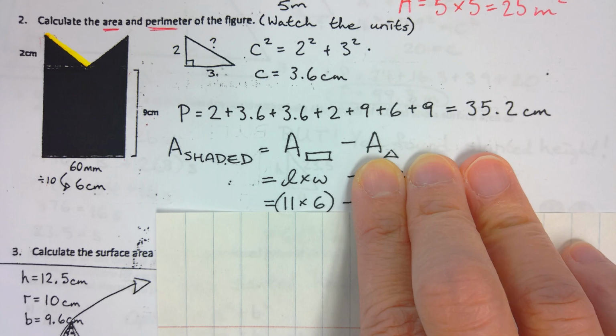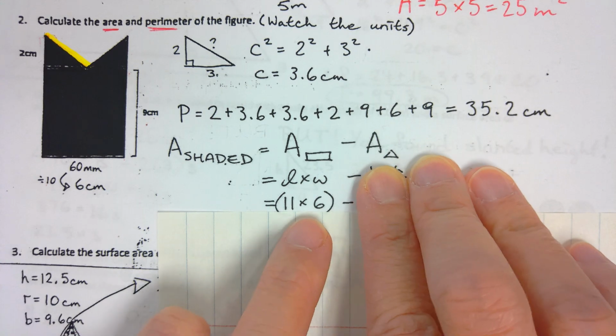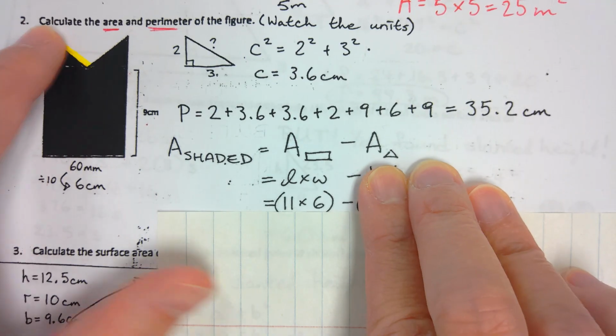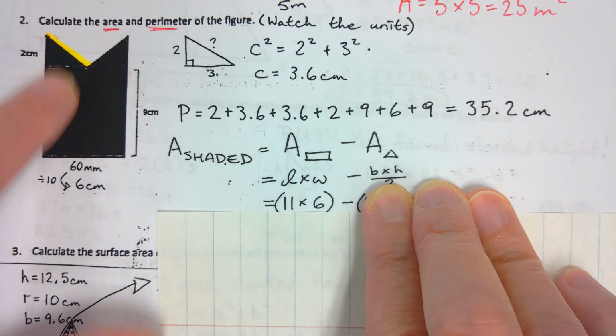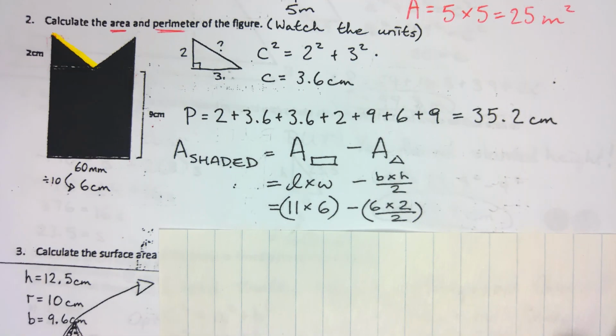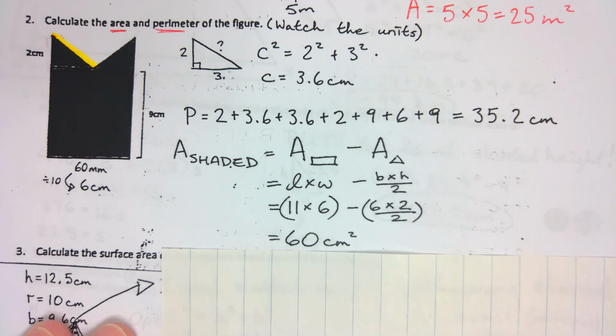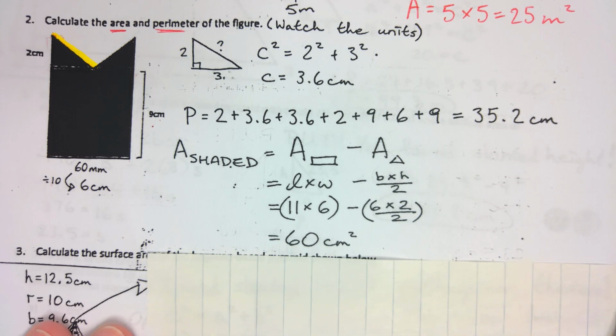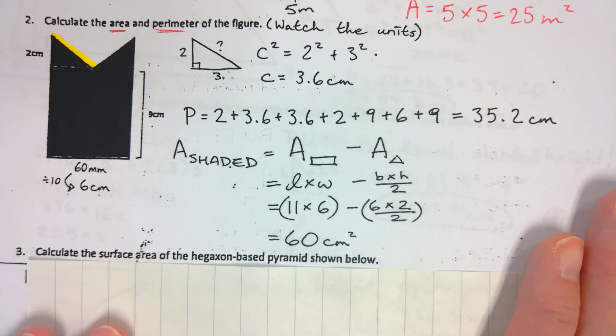Now let's say I'm so nervous on the test, I forgot. But luckily, remember, you have the formula sheet. So base times height divided by 2. The base is 6, the height is 2, and then divided by 2. All right, so 66 minus 6, you get 60 centimeters squared.